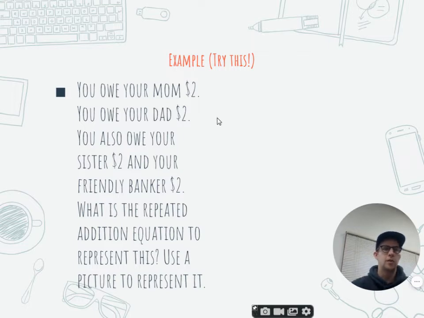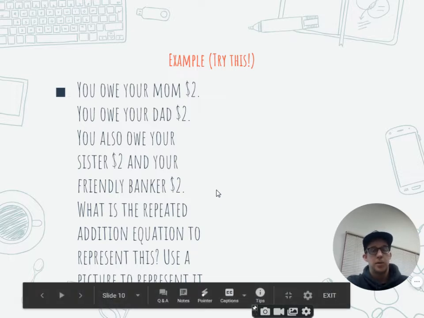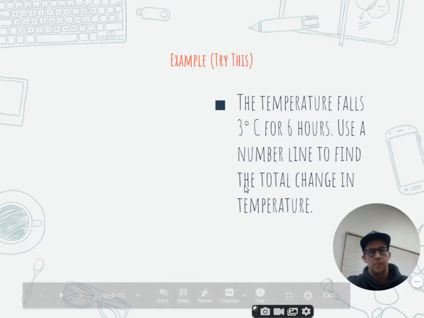If you owe your mom $2, you owe your dad $2, you also owe your sister $2, your friendly banker $2. What is the repeated addition that we could do to represent this? And I want you to draw a picture to represent this. So you're owing each person $2. So it's 2 plus 2 plus 2 plus 2 plus 2. So you need to make sure that you're able to do that. And 2 plus 2 plus 2 plus 2 is the same as 4 times 2.